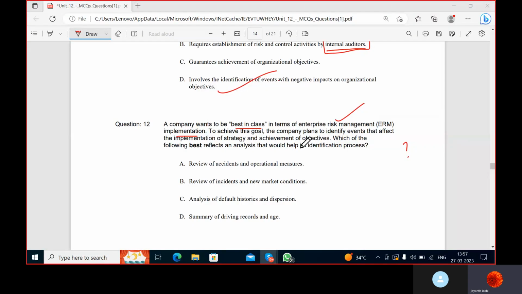Yes, Suman. We were going for this question. Yeah. So, a very critical question actually. See, first of all, they want to be best in class in ERM. Every company wants to have effective management. Some companies put more emphasis on risk management implementation. To achieve that goal, they want to identify the events that affect the implementation of strategy and achievement of objectives.